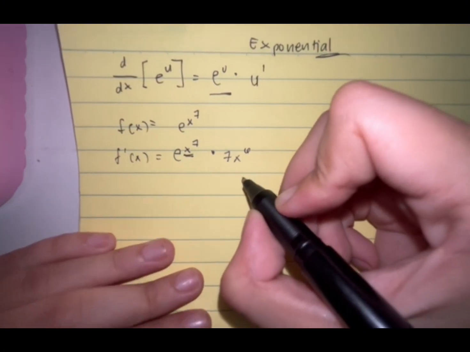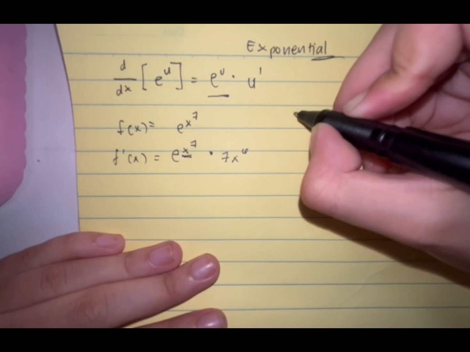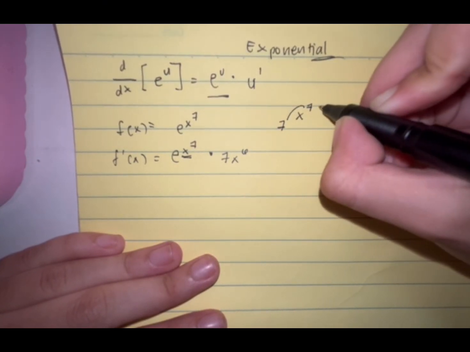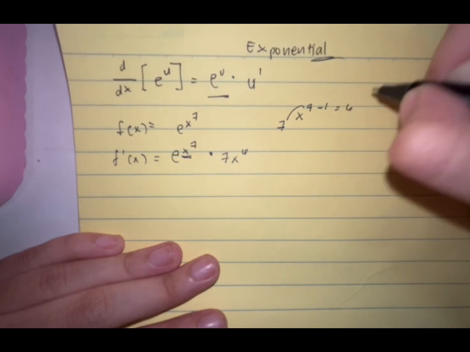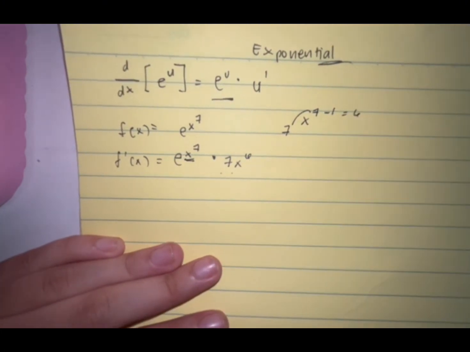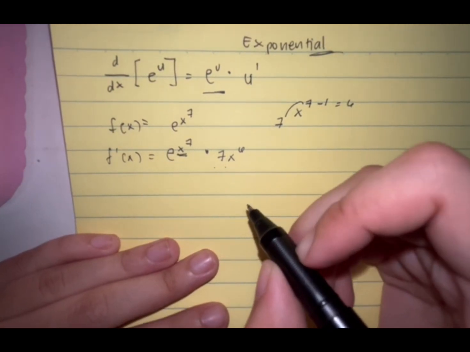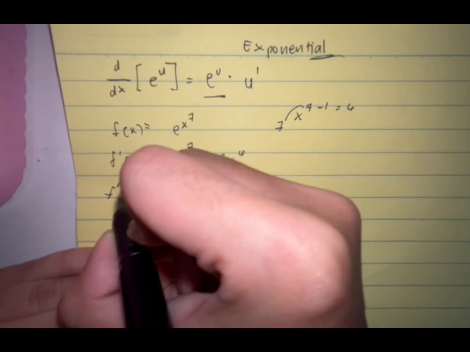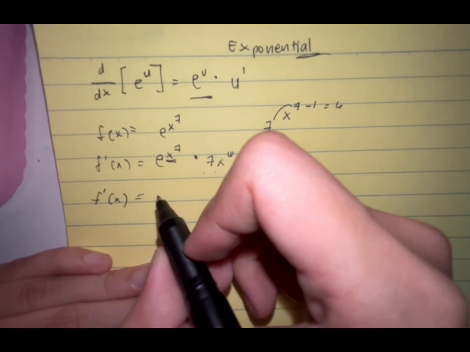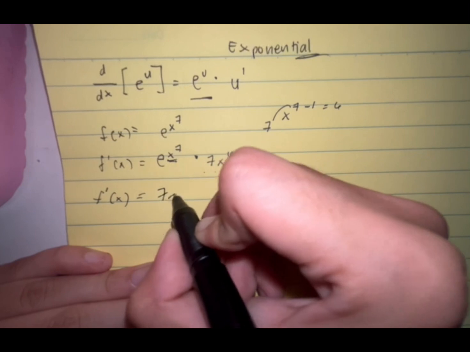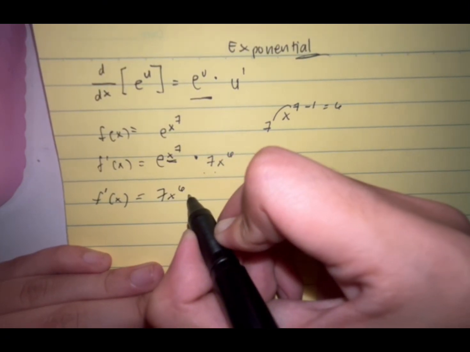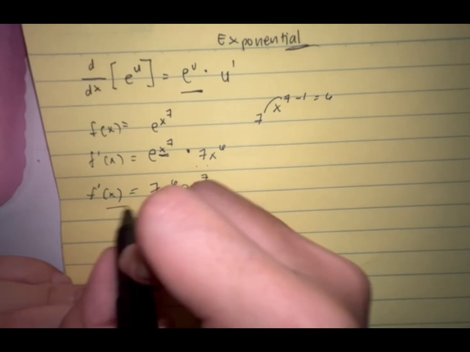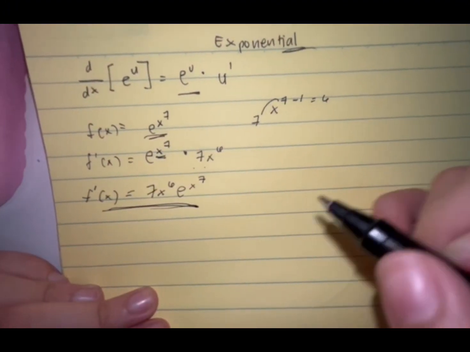Paano siya naging 7x raised to 6? Diba? X raised to 7, ibababa mo yung 7. Tapos, 7 minus 1 is equals to 6. So, yan. 7x raised to 6. So, ngayon, multiply natin sila. So, yung f prime of x mo raw is magiging 7x raised to 6 times e raised to x raised to 7. So, yan na yung derivatives nito using exponential.